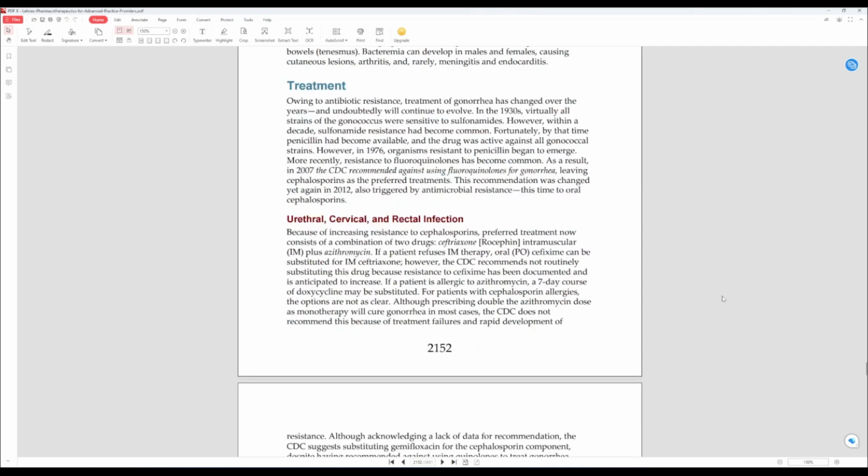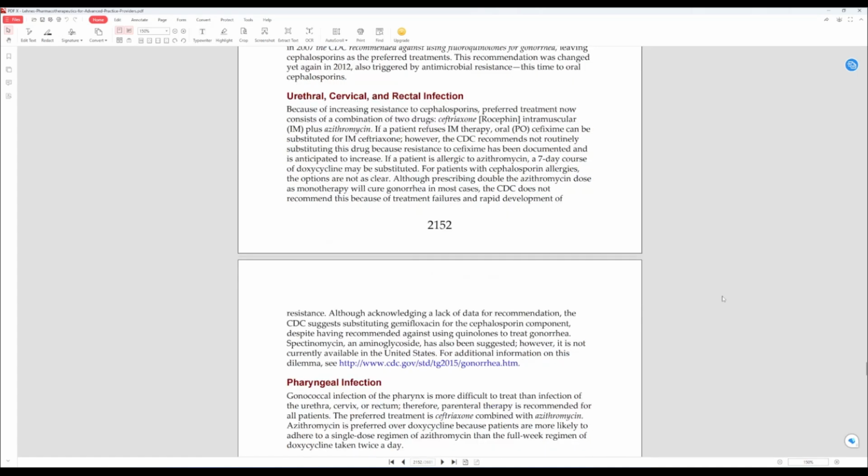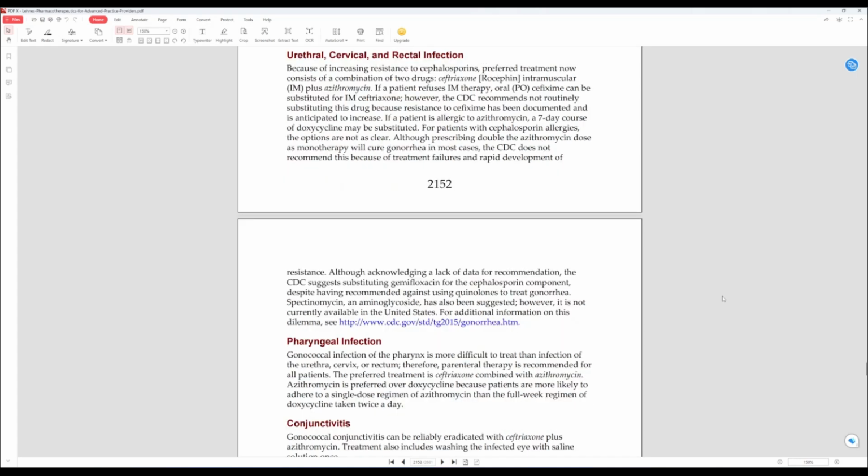Urethral, cervical, and rectal infections. Because of increasing resistance to the cephalosporins, preferred treatment now consists of a combination of two drugs, ceftriaxone intramuscular plus azithromycin. If the patient refuses IM therapy, oral cefixime can be substituted for IM ceftriaxone. However, the CDC recommends not routinely substituting the drug because resistance to cefixime has been documented and is anticipated to continue to increase. If a patient is allergic to azithromycin, a 7-day course of doxycycline may be substituted.